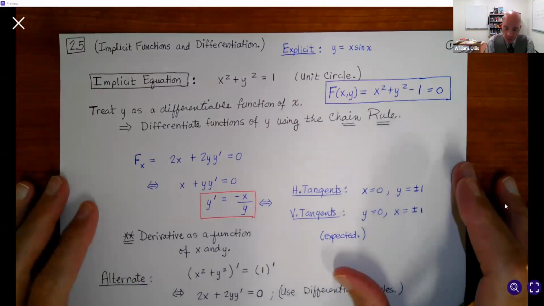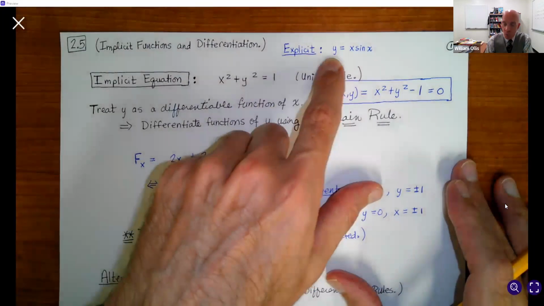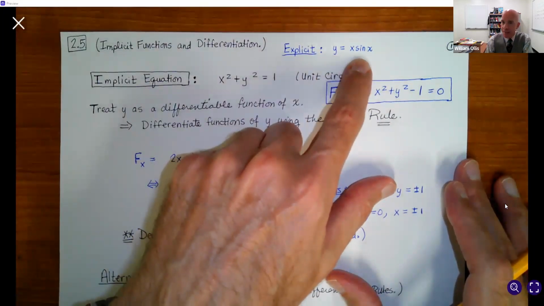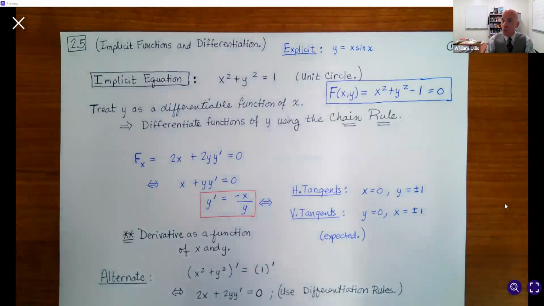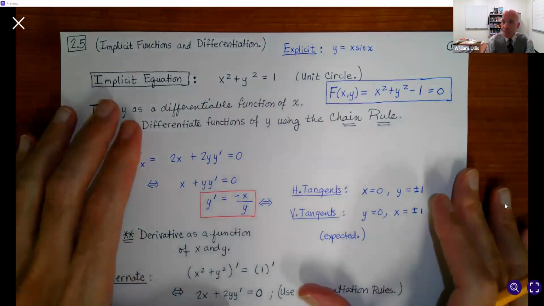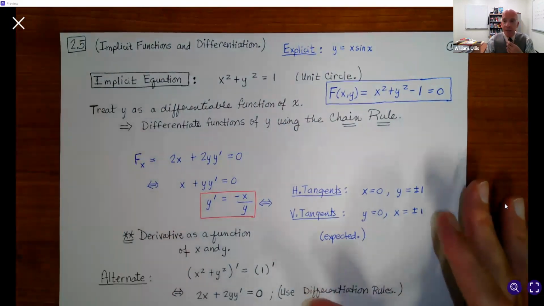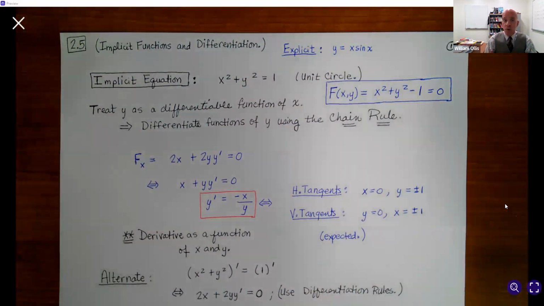So here we have an explicit equation, which you're accustomed to, y equals x times sine x. That is, we have explicitly solved for y in terms of x. And that's what we're accustomed to. Now, the implicit equation, which again allows us to think about implicit functions and the implicit function theorem, which again relates to differentiation with respect to several variables.